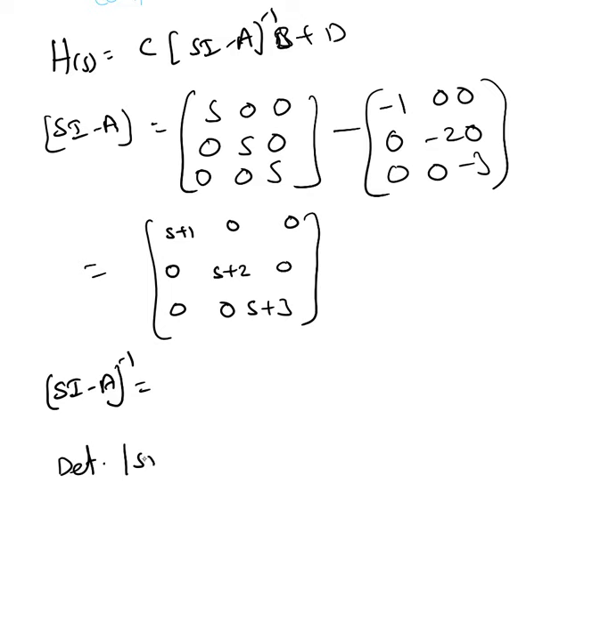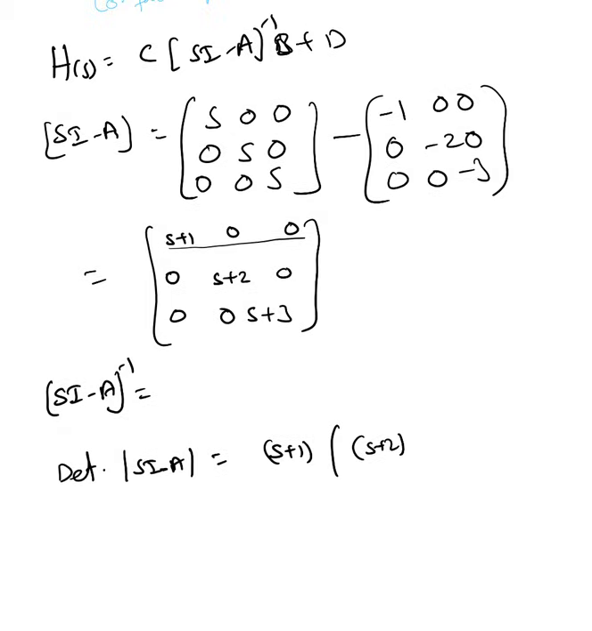The determinant of sI minus A is equal to, I'm going to take any row or column. If I take this row, the determinant for sI minus A is s plus 1 times (s plus 2)(s plus 3) minus, so to find the determinant, it's going to be s plus 1 times the minor of s plus 1.